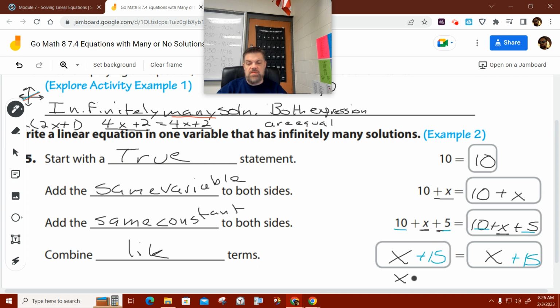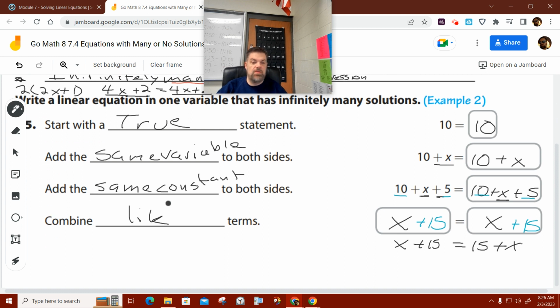Now, if you look in the solution manual, they write it like this: x plus 15 is equal to 15 plus x. Technically, that's the same thing. That's probably how they'll do it in your homework. You might see it like that. You need to know those are the same thing. That's the commutative property of addition. 2 plus 3 is 5, but 3 plus 2 is also 5. So the order doesn't matter as long as you're just adding. Any questions on that one?